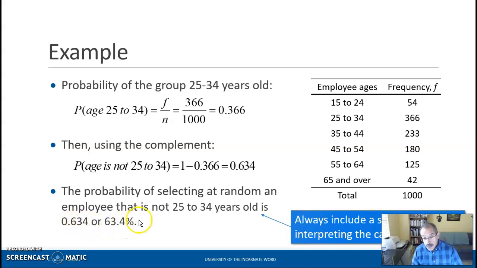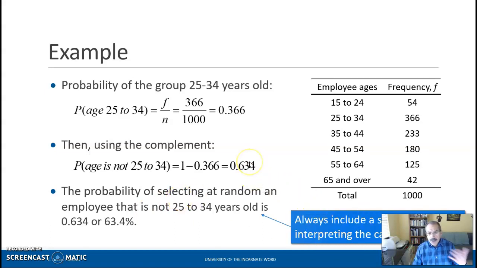63.4%. Now, please note that if you would like to express the probability as a percentage, make sure that you always put the percentage sign. Because if you say the probability is 63.4, that's not true, because the probability is always between 0 and 1. You can transform it into a percentage, but you have to indicate that you're now referring to the probability as a percentage by adding the percentage sign. All right, please don't forget that.